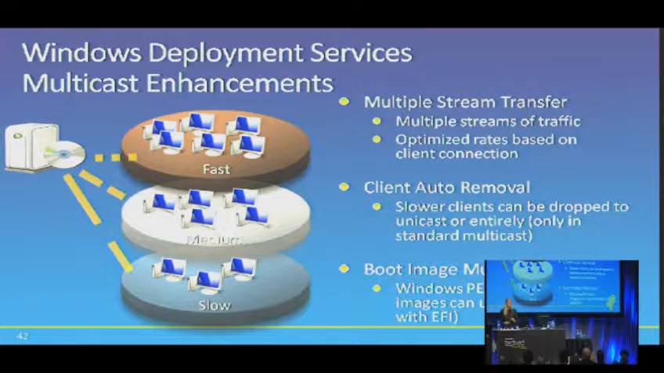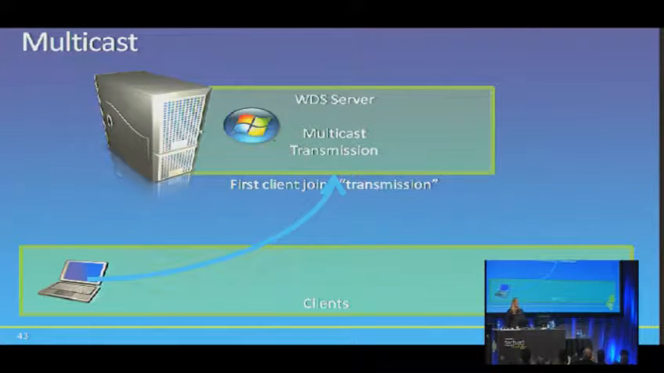But it's even cooler than that. In Server 2008, some issues we ran into was all the clients would multicast, and the slowest client that was getting the image would dictate the speed to everybody else. Well, that's not fair. So with Server 2008 R2's WDS, we now have 3 streams of traffic: fast, medium, and slow. So your clients come in, they all start as fast. This is a threshold that you can set in the registry. So you set what's fast, medium, and slow.